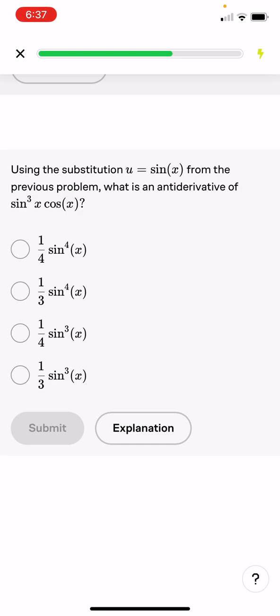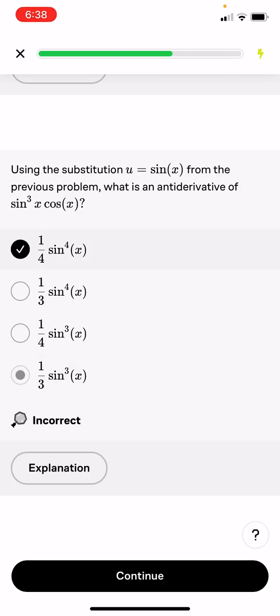Using the substitution u equals sine x from the previous problem, what would the antiderivative of sine cubed x cosine x be? Well, it's gotta be 1 over 3. I'm just gonna be annoyed if it isn't. I'm rushing through these.